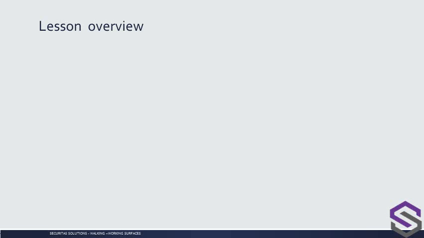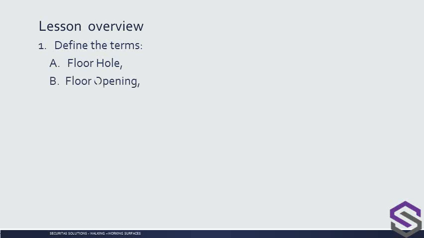In our lesson, Walking Working Surfaces, we will be focusing on a few things prior to finishing. The first is our goal to define some terms that come with walking and working surface hazards. The first is a floor hole. What is the difference between a floor hole and our second term, floor opening?